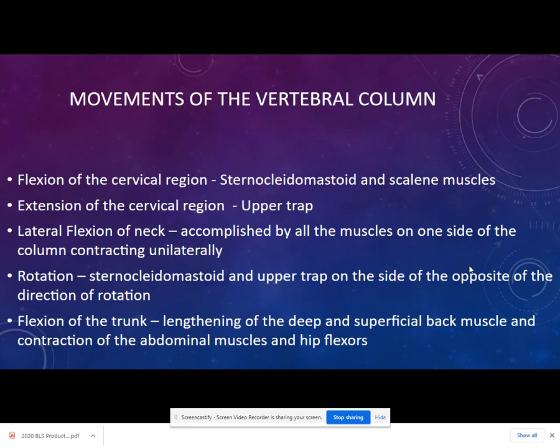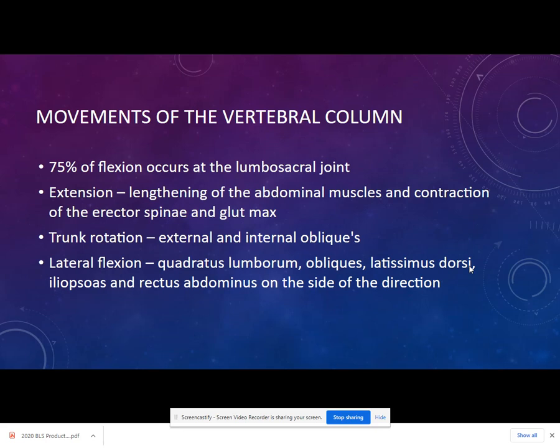Flexion of the trunk is lengthening of the deep muscles in the back, superficial back muscles, and contraction of the abs and hip flexors. Extension would be the opposite. Okay, stretching of the abdominal muscles, and contracting of the deep back muscles. 75% of flexion occurs in the lumbosacral joint. Remember I said in flexion it moves at the bottom. Extension, like I said, is lengthening. Trunk rotation, it's external and internal obliques. Lateral flexion, it's your quadratus lumborum, obliques, and your iliopsoas and rectus abdominis.